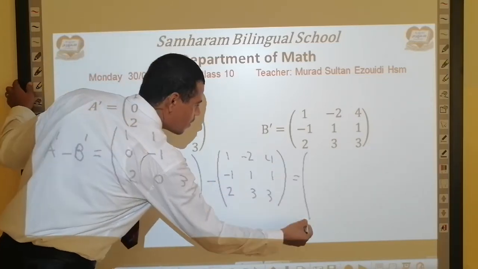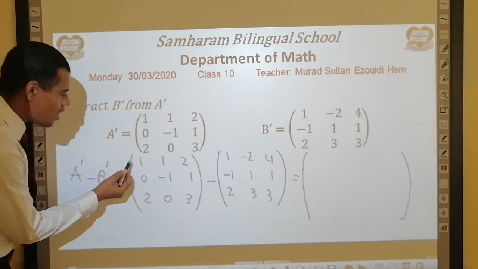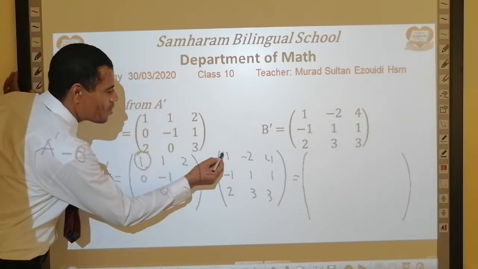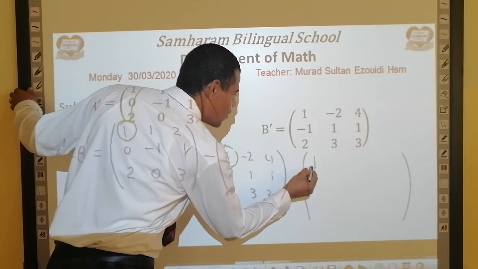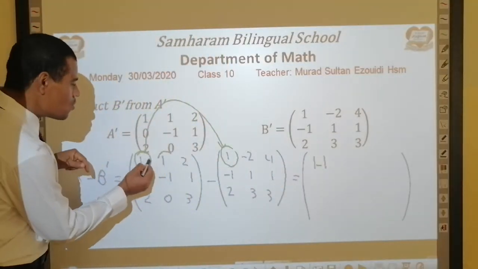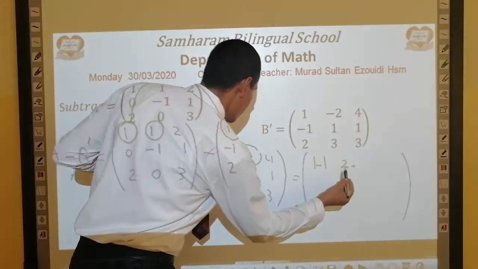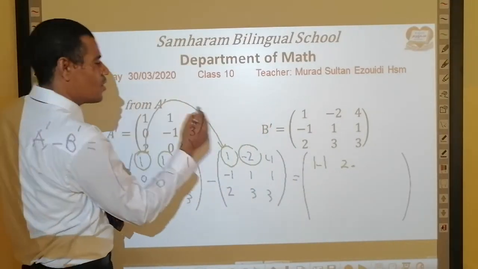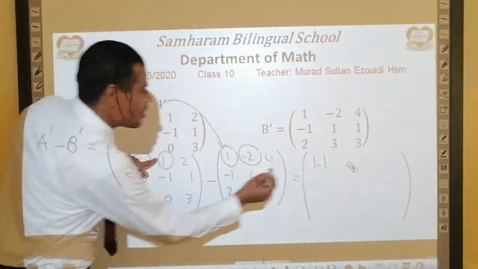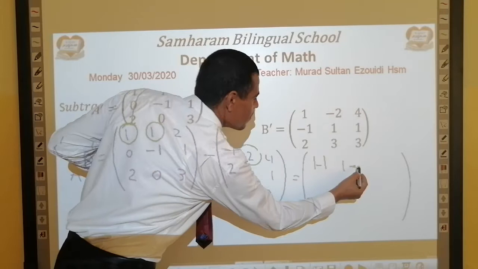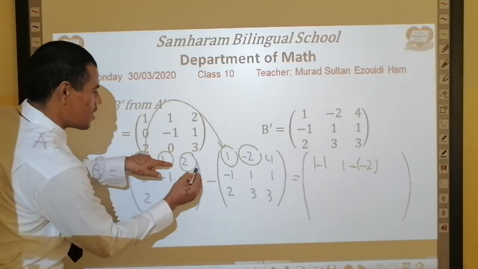Look, my kids, how to do this? First of all, I will change the color. First, 1 minus 1, I will write as it is. Then 2 minus minus 2. I will put the negative 2 into parentheses. Then the next, the third one, 2 minus 4.